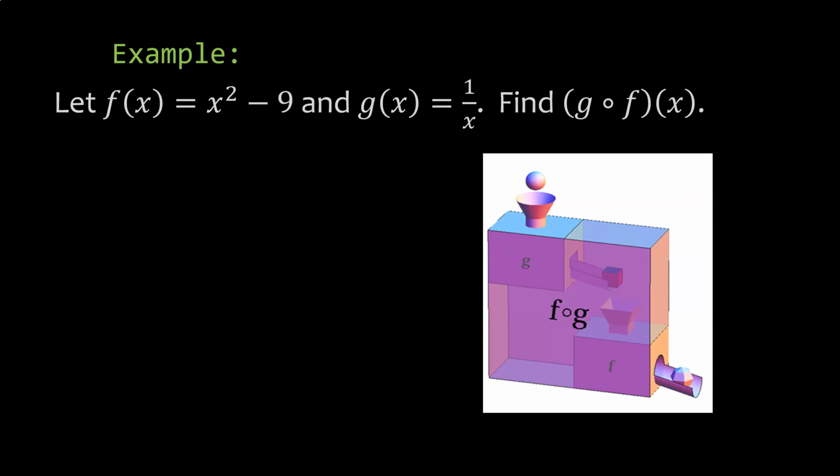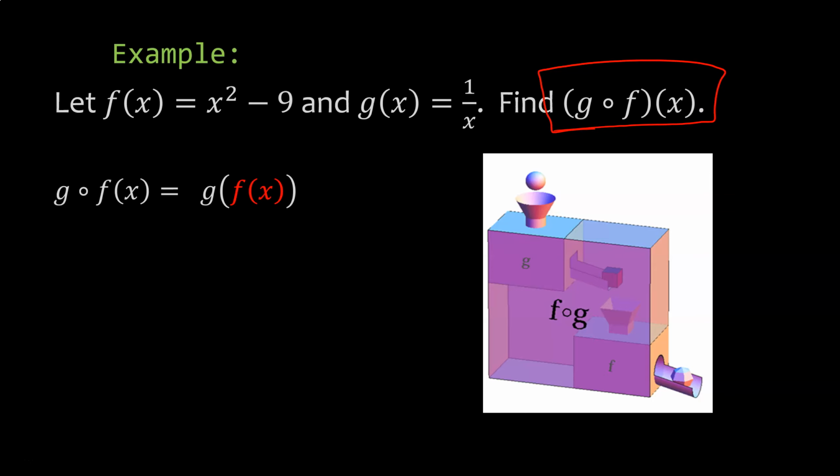Now, what if we go in reverse and ask, what is g of f of x? As you notice, that would be g of f of x, with g now being my outside function and f now being my inside function. What do you think? Is it going to be the same as f of g of x? Pause and wonder.